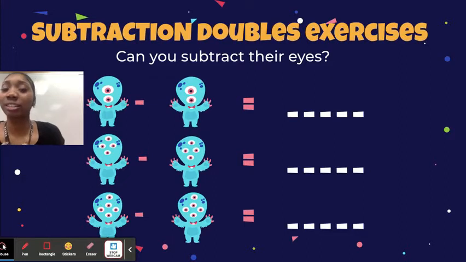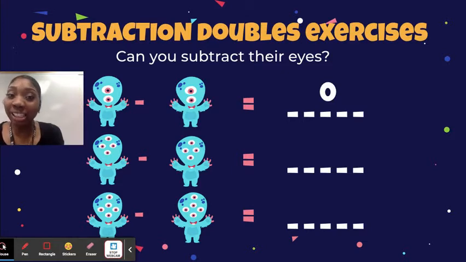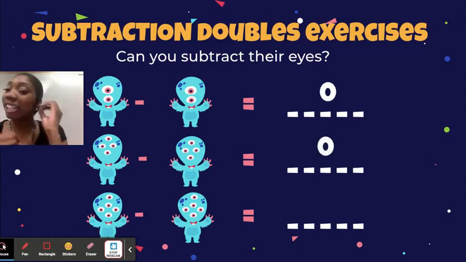So now let's try some more subtraction doubles. Can you subtract their eyes? Let's try the first monster. We have 2 eyes, and we take away 2 eyes. Uh-oh, how many eyes do we have left? Excellent. We have no more eyes left, so that means 0 eyes. Let's try the next one. Let's count together. 1, 2, 3, 4. We have 4 eyes, and we're taking away or subtracting 1, 2, 3, 4 eyes. Let's try with our fingers. If we have 4 eyes and we take away 4 eyes, how many eyes do we have left? We have 0 eyes.